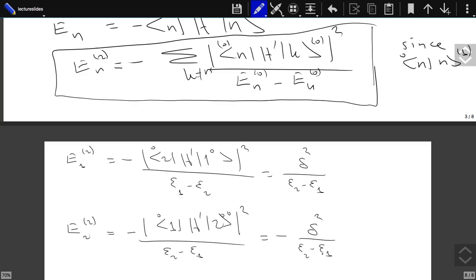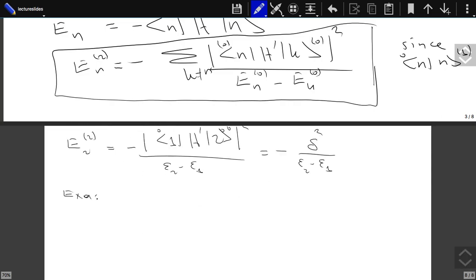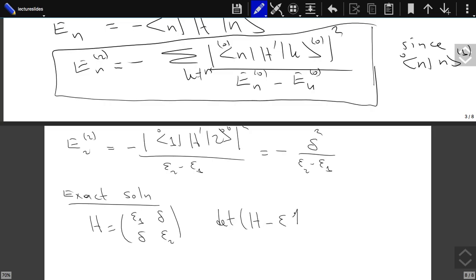Now let's look at the exact solution for the energy. Remember our Hamiltonian is this one: epsilon 1, epsilon 2, delta, delta. The eigenvalues you can determine by the determinant of H minus epsilon times the identity. This should be equal to 0. And this determinant is (epsilon 1 minus epsilon)(epsilon 2 minus epsilon) minus delta squared. This is equal to 0.